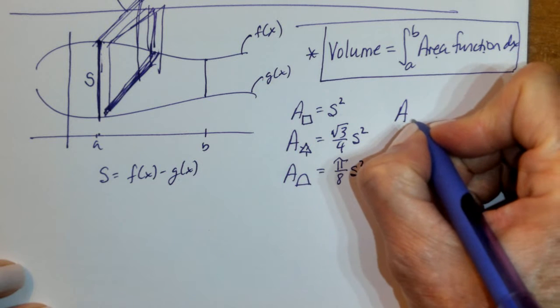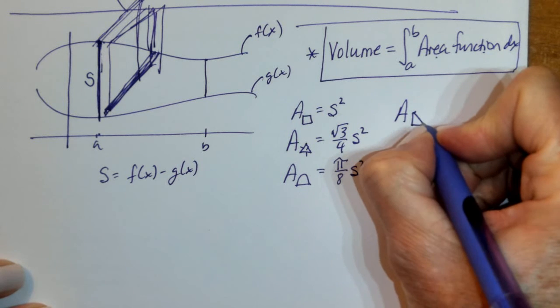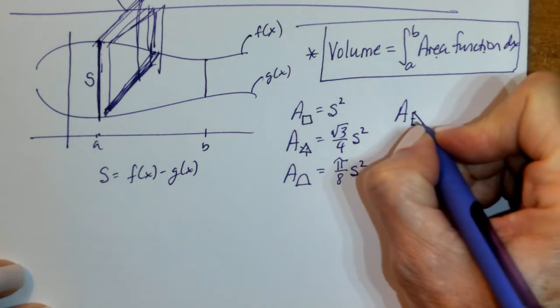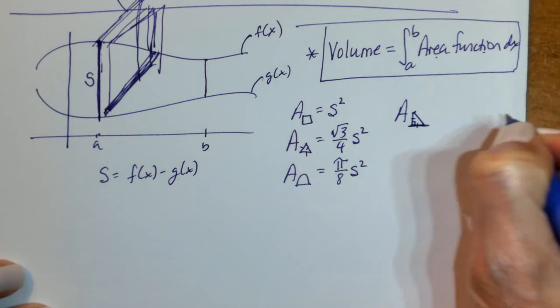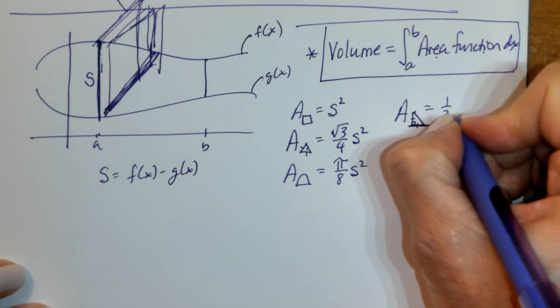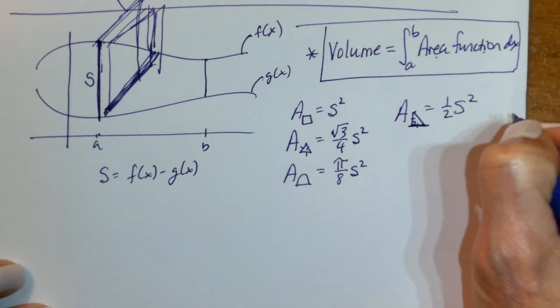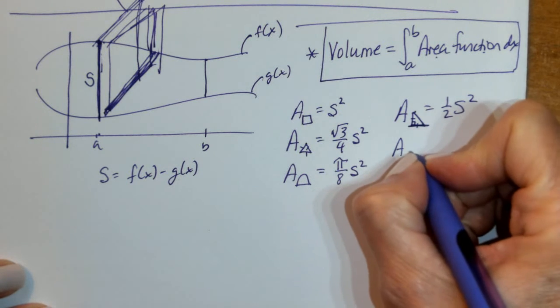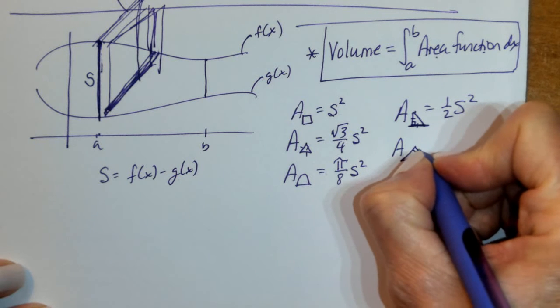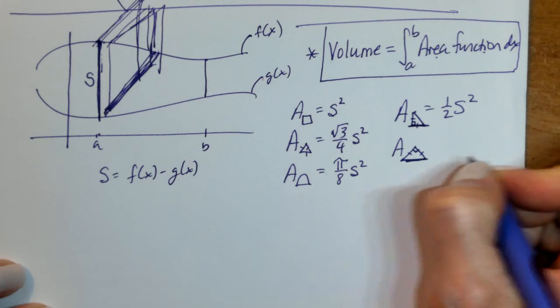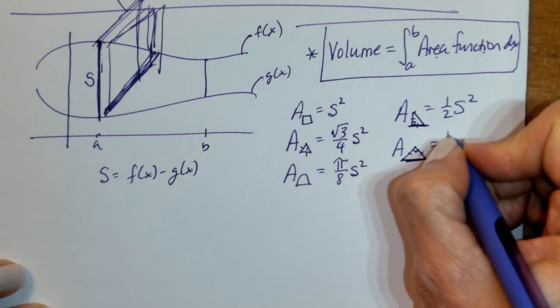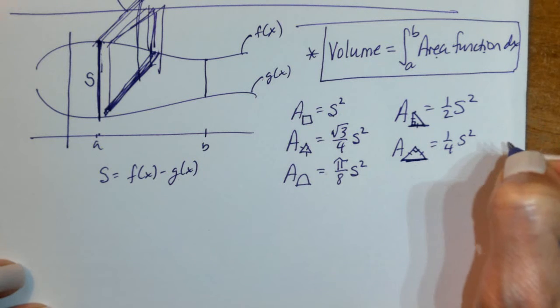The area of an isosceles right triangle with a leg on the base. So leg on the base is your 1/2 base times height, so 1/2 S squared. If you have an isosceles right triangle and the hypotenuse is on the base, it's half of that, so 1/4 S squared.